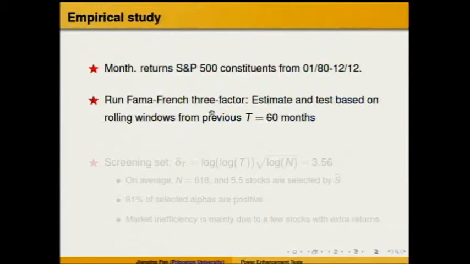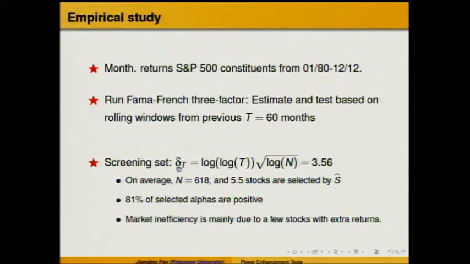Now let me run the empirical study for you. In this case, I have monthly returns of S&P 500 constituents from 1980 to 2012. We run three-factor models. At any given time T, we estimate and test based on a rolling window of the previous 60 months. So standing on today, I'm using the data in the previous 60 months to estimate the market betas and to carry out the hypothesis testing.